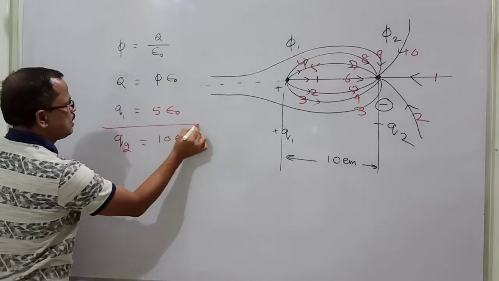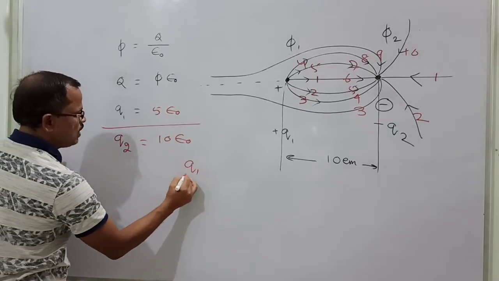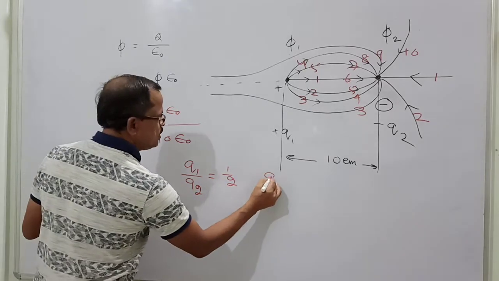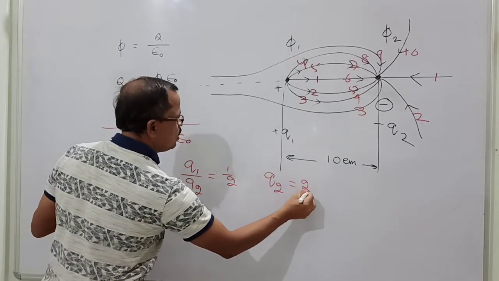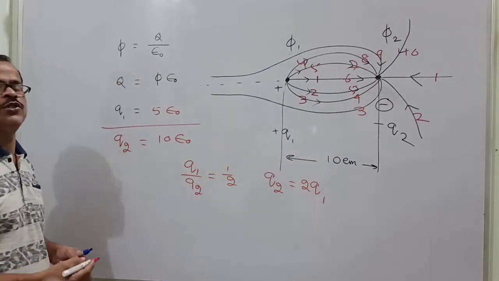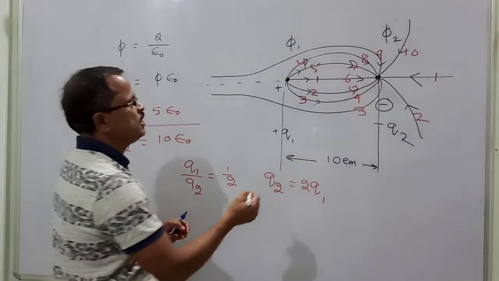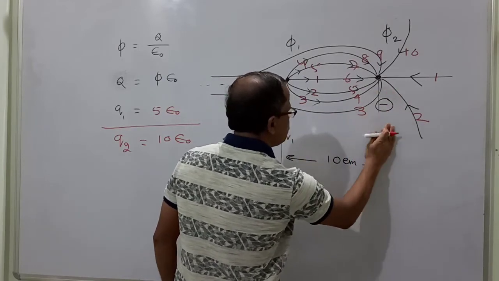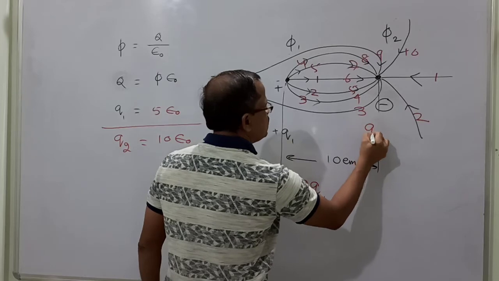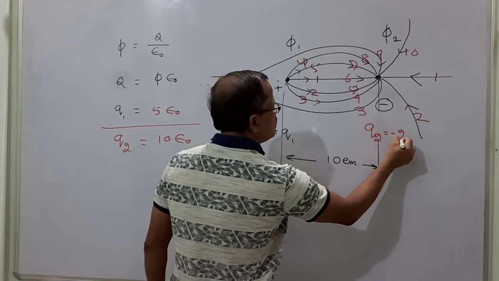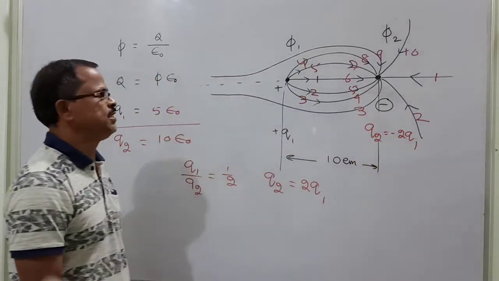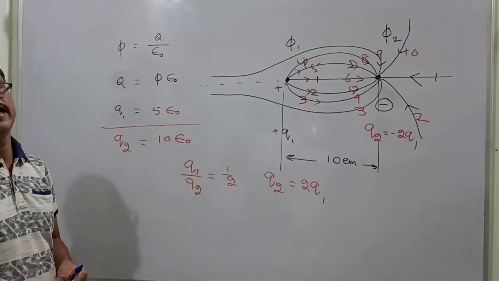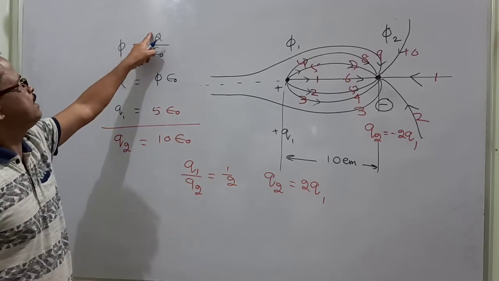Now this shows that the ratio of the charges Q1 divided by Q2 is equal to 1 by 2. That means Q2 is double the value of Q1. So this charge is bigger than this charge. It is negative, but the value is bigger. So if this charge is Q1, this charge Q2 is equal to minus 2 Q1, a negative charge. This is how we have calculated from the lines of force concept, how lines of force and the charge are related.